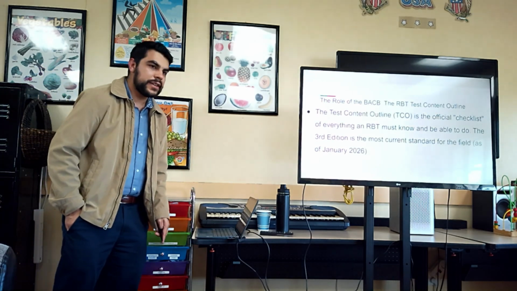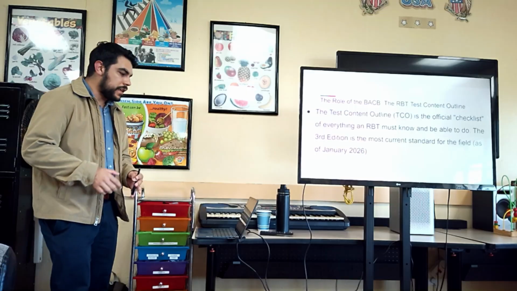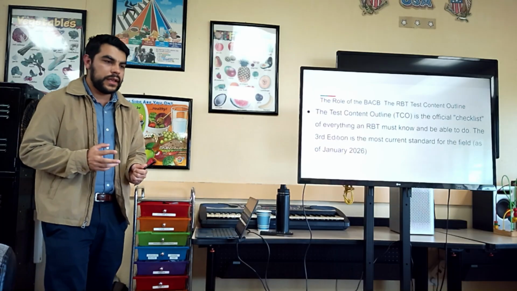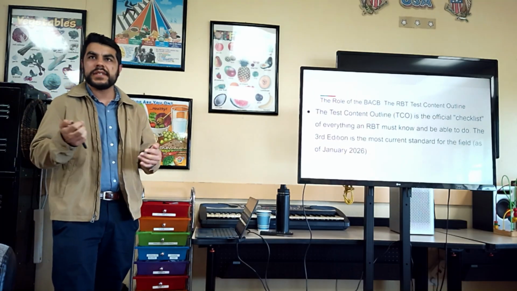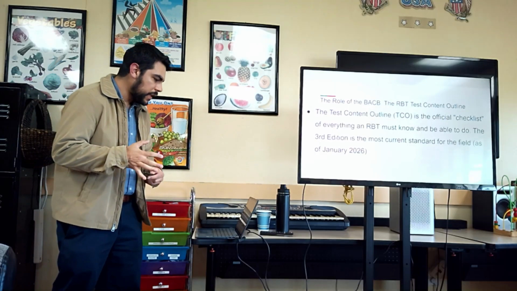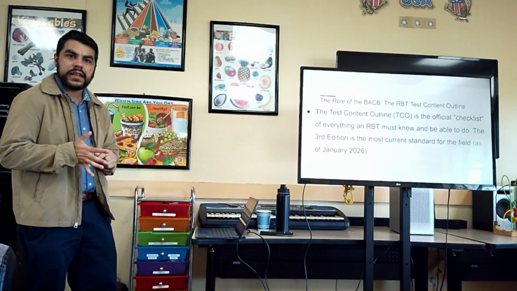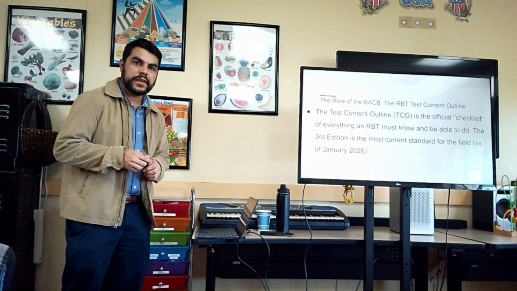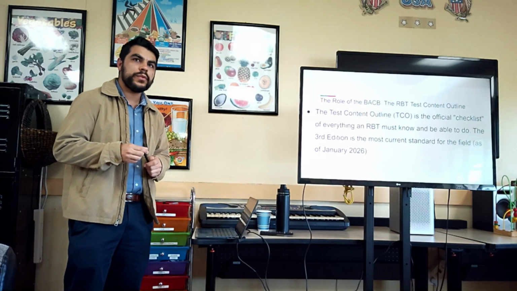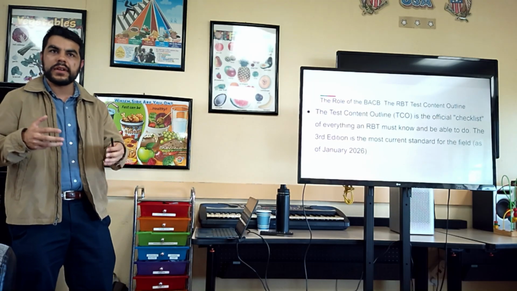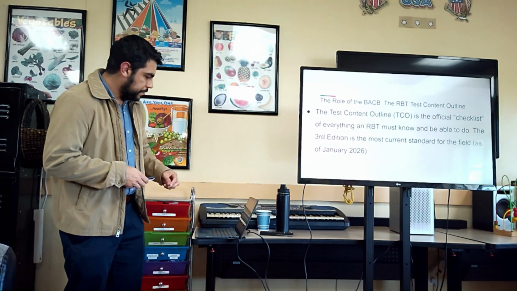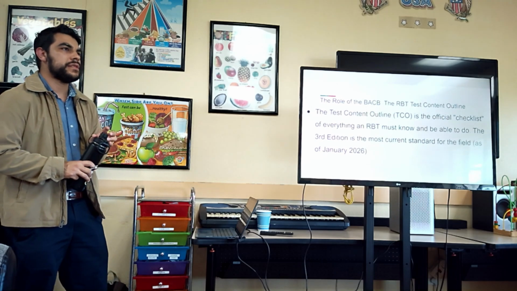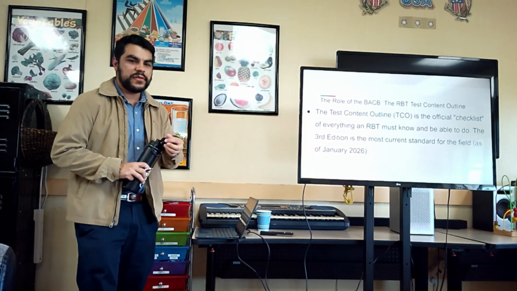The test content outline, or the task list. This is essentially everything that you need to know in order to perform your duties or tasks either as a BCBA or an RBT. The most recent edition is the one that they administered in January of this year. So we have the latest up to date version, which now emphasizes more ethical practice. How often is it revised? Every couple of years, 3 or 4.